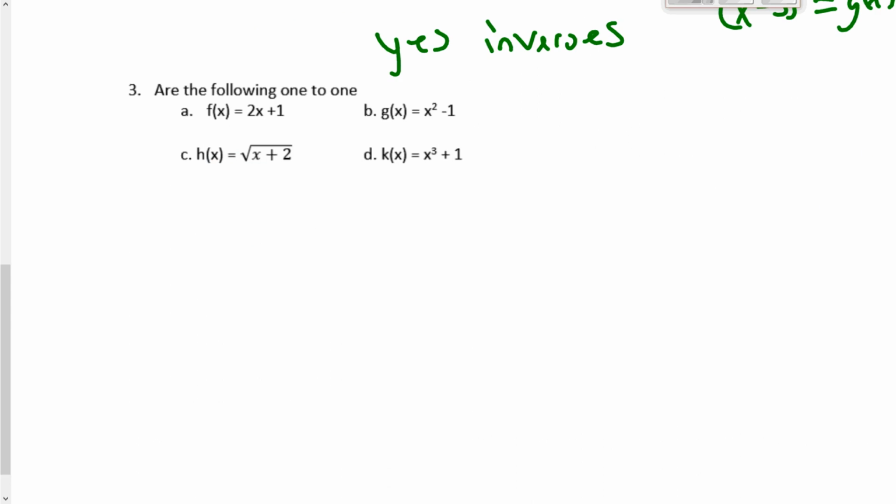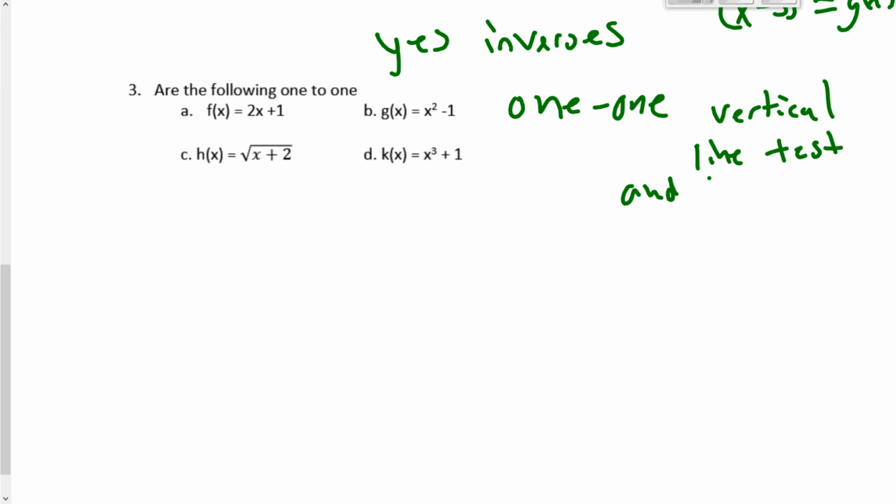Now this one asks, are these functions one-to-one? Remember, for it to be one-to-one, we can use a couple different things. One-to-one means that for every x there's one y, and for every y there's one x. So we could do the vertical line test, which shows if an equation is a function or not, and the horizontal line test.